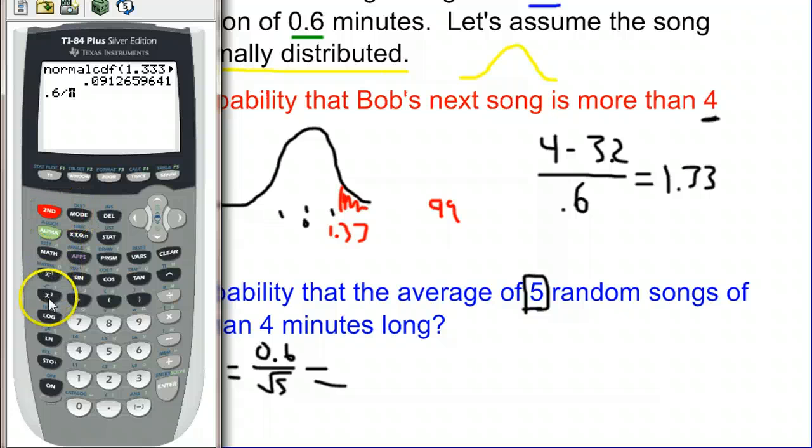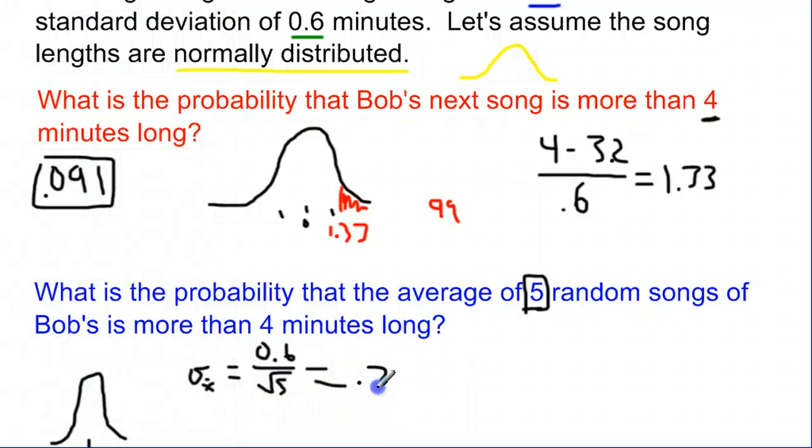0.268. So we'll use that value there as our new standard deviation. Then we repeat the problem exactly like we did it before, which is to say 4 is how far above average? Well, if we subtract our average of 3.2, it's again 0.8 above average. The difference is when we figure out how many standard deviations above average, we don't use the 0.6 that we had before. We use the new standard deviation that we just calculated, since this is an average of 5 random songs. So we divide it by 0.268.